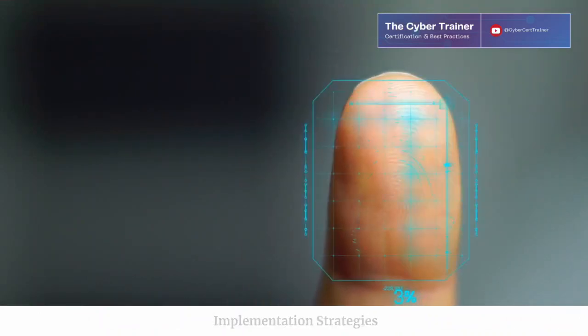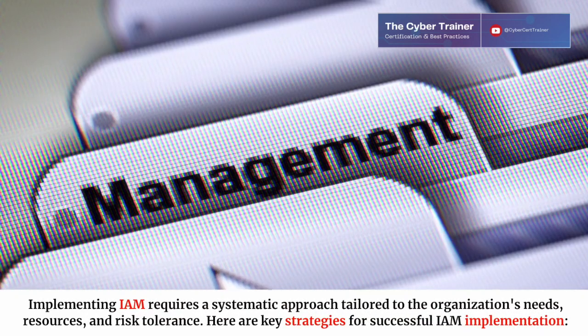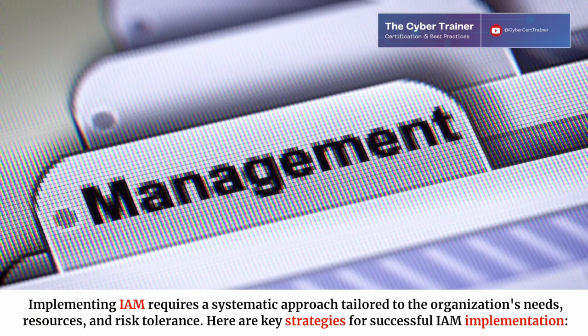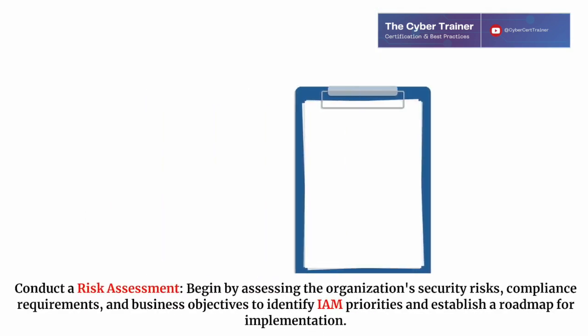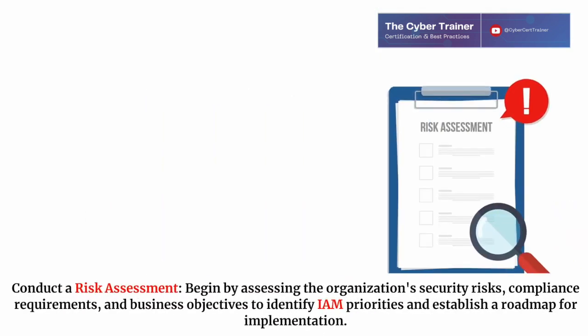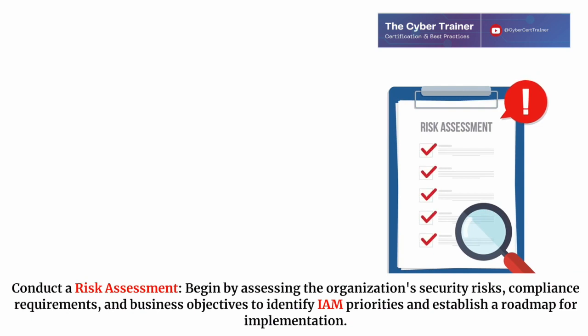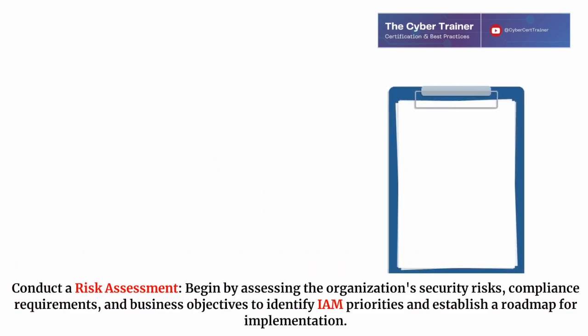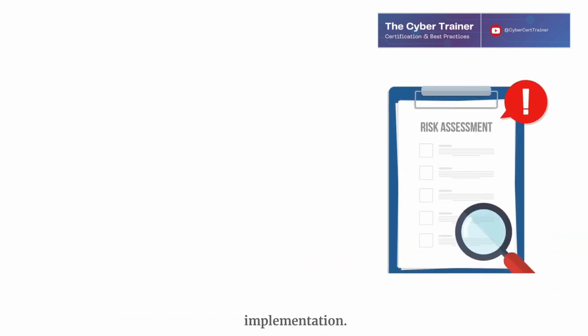Implementation strategies. Implementing IAM requires a systematic approach tailored to the organization's needs, resources, and risk tolerance. Here are key strategies for successful IAM implementation. Conduct a risk assessment. Begin by assessing the organization's security risks, compliance requirements, and business objectives to identify IAM priorities and establish a roadmap for implementation.